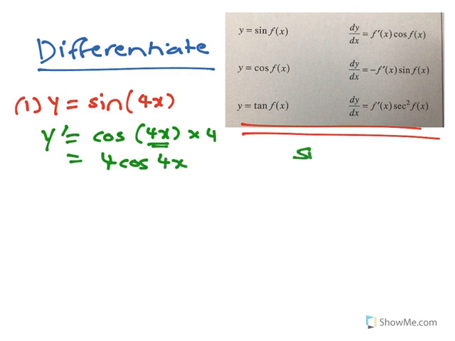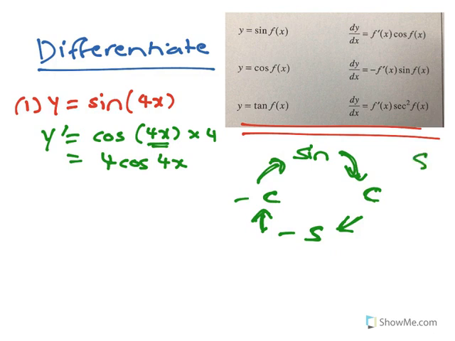Just a way to remember too: sine, cos, minus sine, minus cos, going around this way is differentiation. So sine will differentiate to cos, cos to minus sine, minus sine to minus cos, and minus cos to sine. Sine to cos, cos to minus sine, to minus cos, to sine, to cos, etc., and you just go down like that.